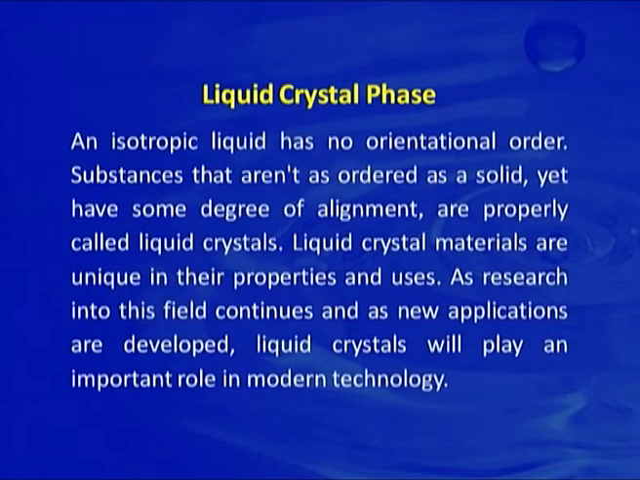An isotropic liquid, just like water, has no orientation order. Substances that are not as ordered as solids, yet have some degree of alignment, are properly called liquid crystals. Liquid crystal materials are unique in their properties and uses. As research into this field continues and as new applications are developed, liquid crystals will play an important role in modern technology. The distinguishing characteristic of the liquid crystalline state is the tendency of the molecules to point along a common axis called the director.